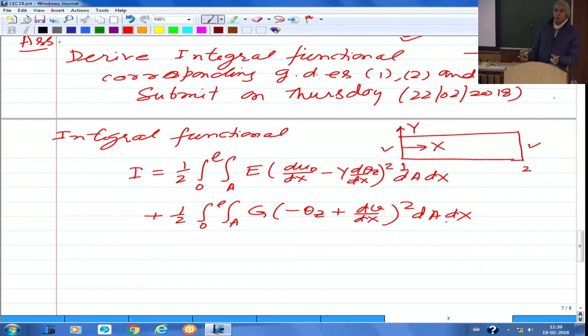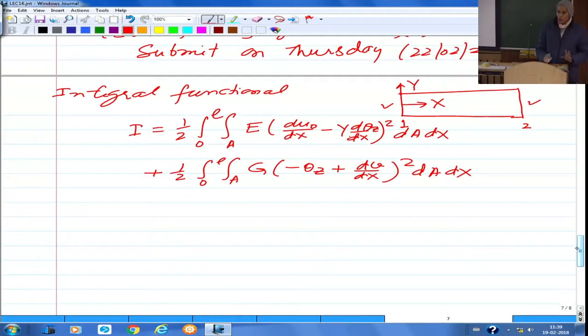For example, if you take sigma y, sigma y is 0, although epsilon y is non-zero. Sigma z is 0, although epsilon z is non-zero. And of course tau xz and tau yz are 0, and the corresponding strains are 0. So only these two are going to contribute to the total strain energy, which is this term plus this term. Then of course the potential of the externally applied distributed forces.